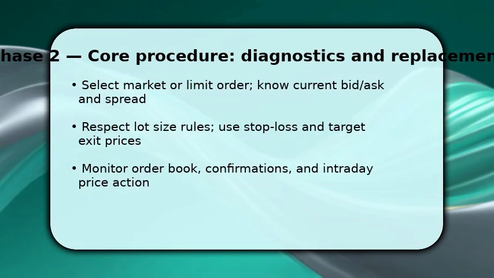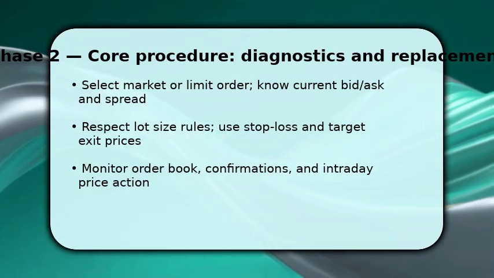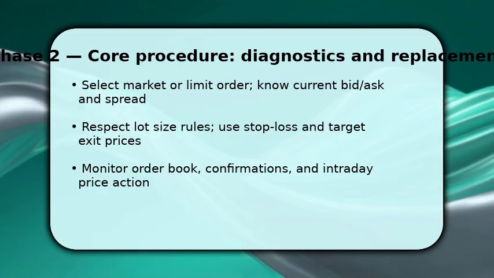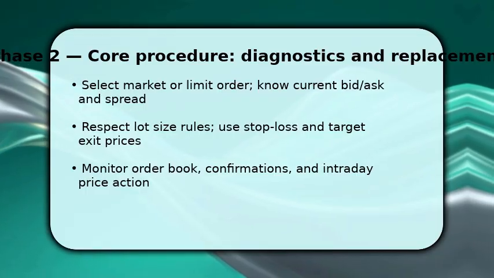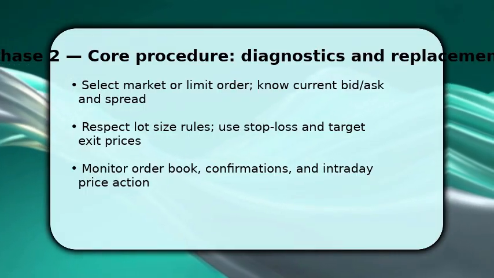You place the trade by choosing market or limit orders. Market for speed, limit for price control, because execution affects cost. Then enter quantity respecting PSX lot sizes and set a stop loss and profit target to manage risk.